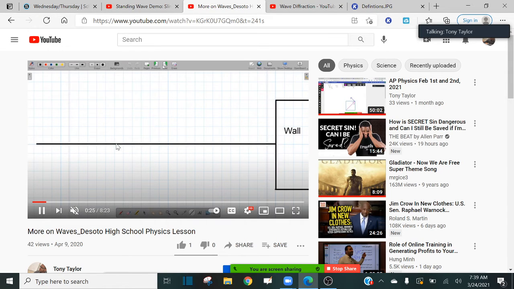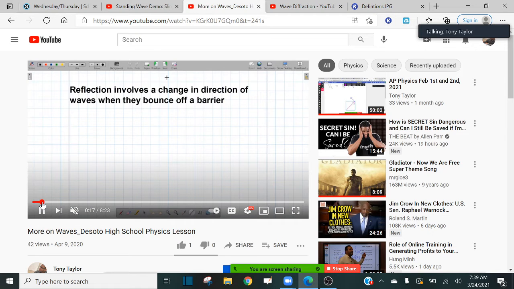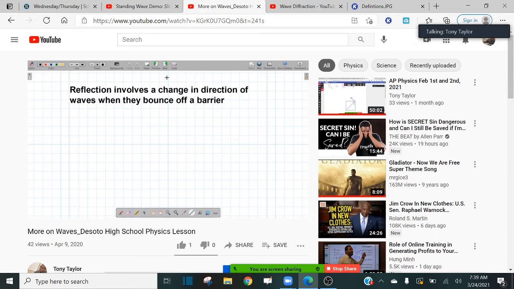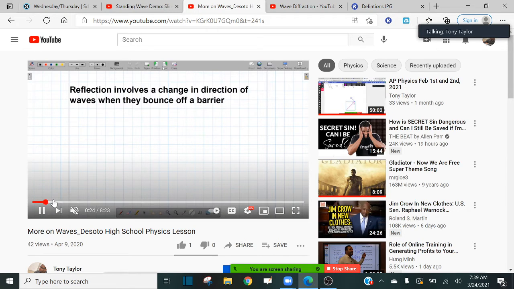So look at the definition on the screen here. Reflection involves a change in direction of waves when they bounce off of a barrier. Everybody can see that? That's the key word: bounce off of a barrier. And of course, guys, you're going to have better reflection when your barrier is hard. So consider this example here.